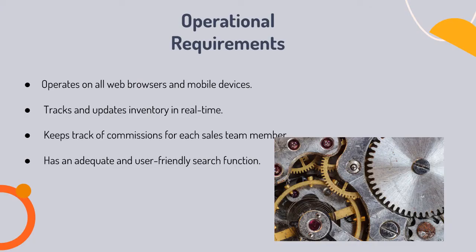Our operational requirements focus on the overall functionality of the system. It is vital for the system to be functional on all web browsers and mobile devices. Functionality on web browsers needs to include both Windows and macOS operating systems. The system needs to be able to update inventory in real time and keep track of commissions earned by each member of the sales team. Lastly, it must also include an adequate search engine to make accessing information and shortcuts easier.